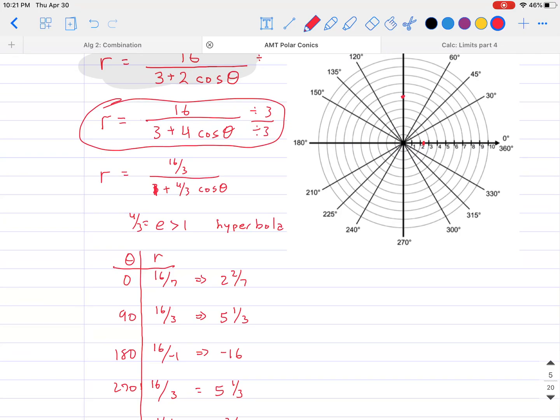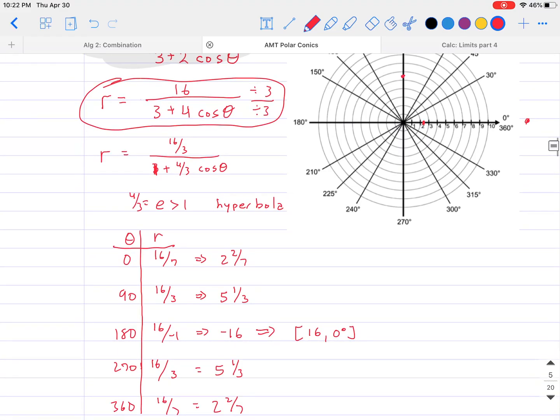After that, at 180, you get negative 16. Now be careful, negative 16. So that means we're not going in the 180 direction, but we're going to go out into the x direction, sorry, when theta is equal to 0. It's kind of like saying radius of 16 comma 0. So this point right here, we really treat it as 16 comma 0 degrees. So that's going to be far out there on the right hand side. Now I can't quite reach over there, but you get the idea.